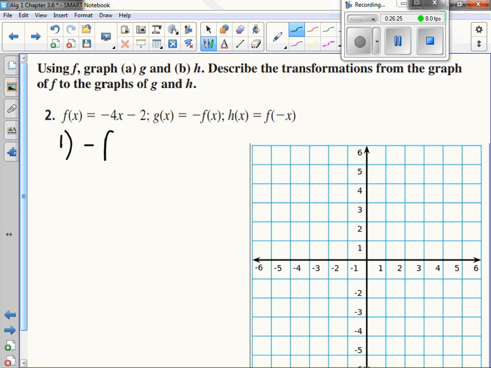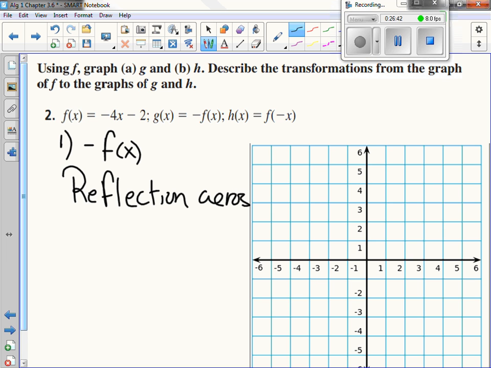So our first one is negative f of x. What would this be? What would our translation be? Our transformation? Yes, I would agree. It's a reflection across the x-axis. And I know it's across the x-axis because the negative is outside. Since the negative's outside, it's across the x.